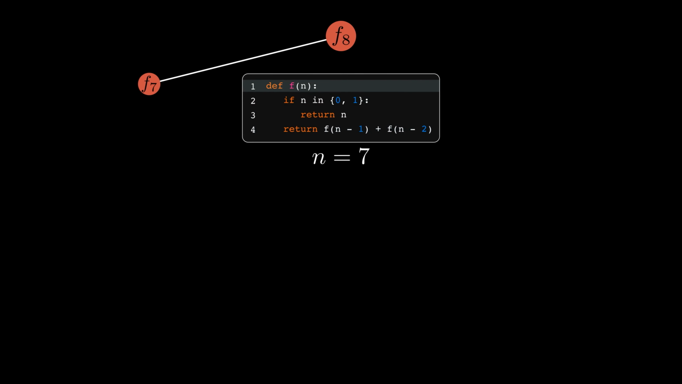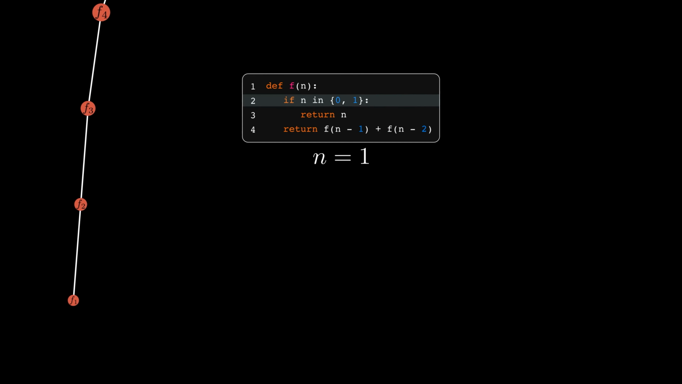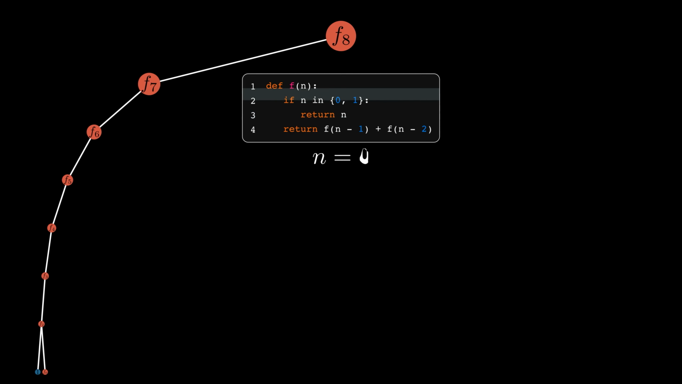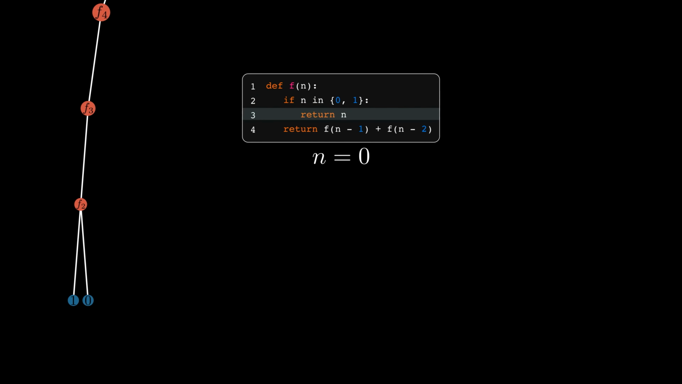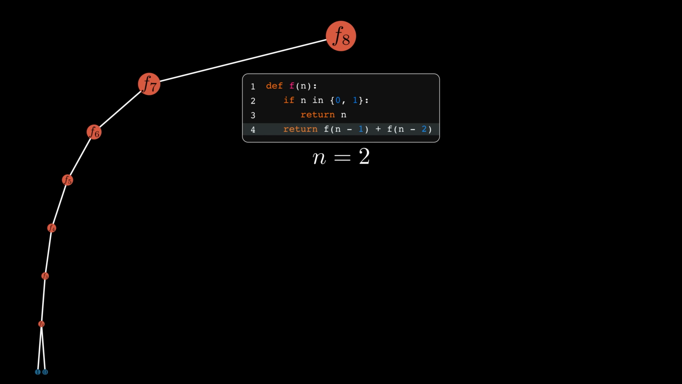Again, we check the base case, which is not fulfilled, and proceed with the execution of the code in line 4. We continue in this way until we finally reach the case where the input is equal to 0 or to 1. Once this is the case, then we return 1 or 0. If we add now the determined values f of 1 on the left and f of 0 on the right together, we get the value f of 2. By now, we have calculated f of 2.